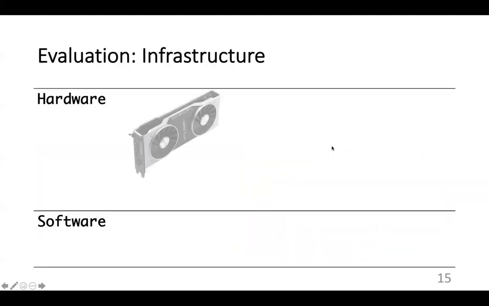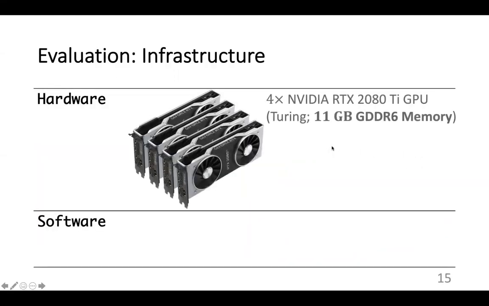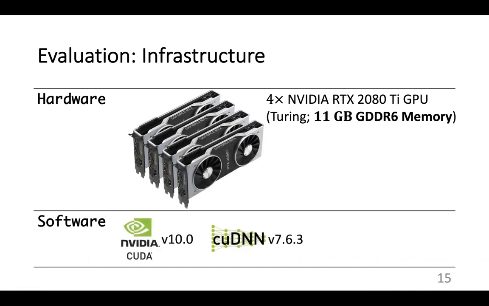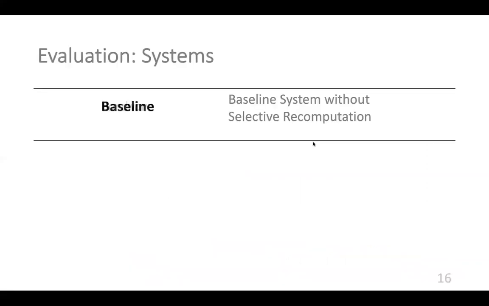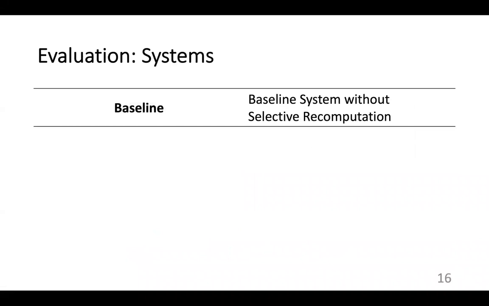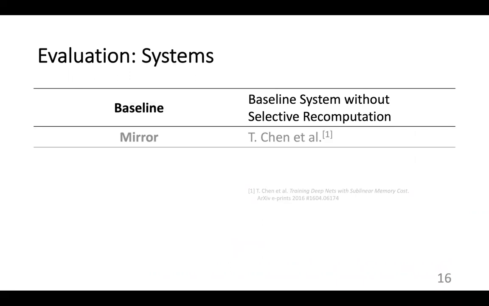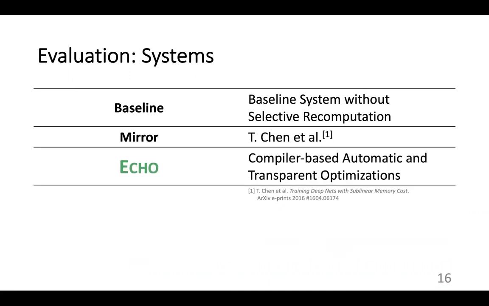Our evaluation platform is a single machine with 4 2080 Ti's. We use CUDA 10 with cuDNN 7.6 and MXNet 0.12 as our software infrastructure. We did a comparison study between 3 systems, namely the baseline system without recomputation, the recomputation proposed in prior work denoted as Mirror, and our own compiler-based automatic and transparent approach, ECHO.